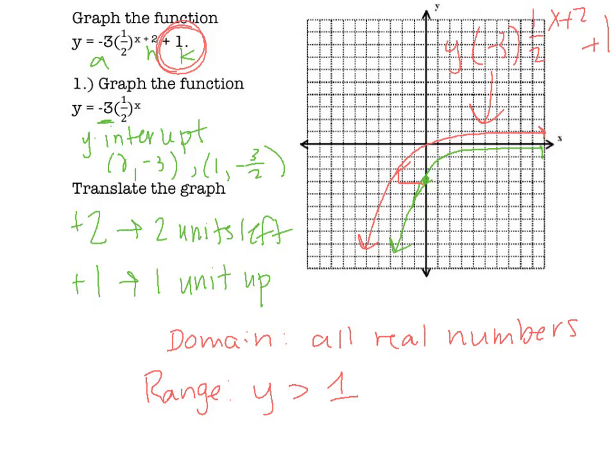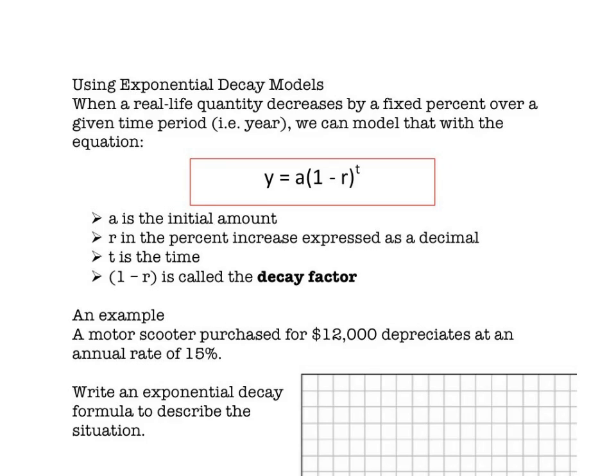Or, sorry, everything where y is less than 1. We also want to look at an exponential decay model using real data. So just like with exponential growth, we're talking about when a quantity is changing by a fixed percent over a given time period, usually in years. And this time, it's a fixed decrease every single year.